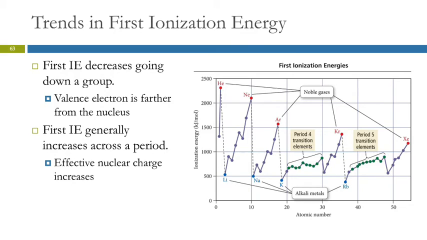There are trends in ionization energy. What we see is the first ionization energy decreases as we go down a group. So helium, neon, argon, krypton, xenon. As you go down the group, it's easier and easier to get the electron off. Why?